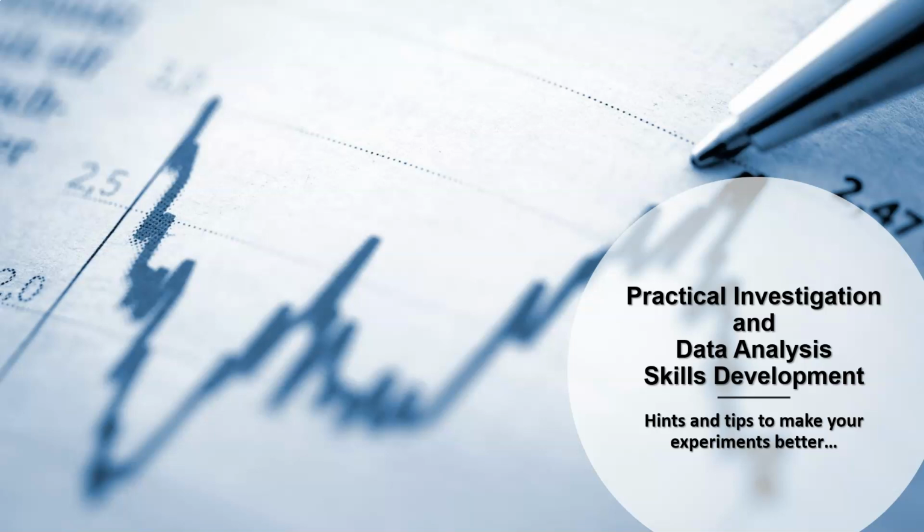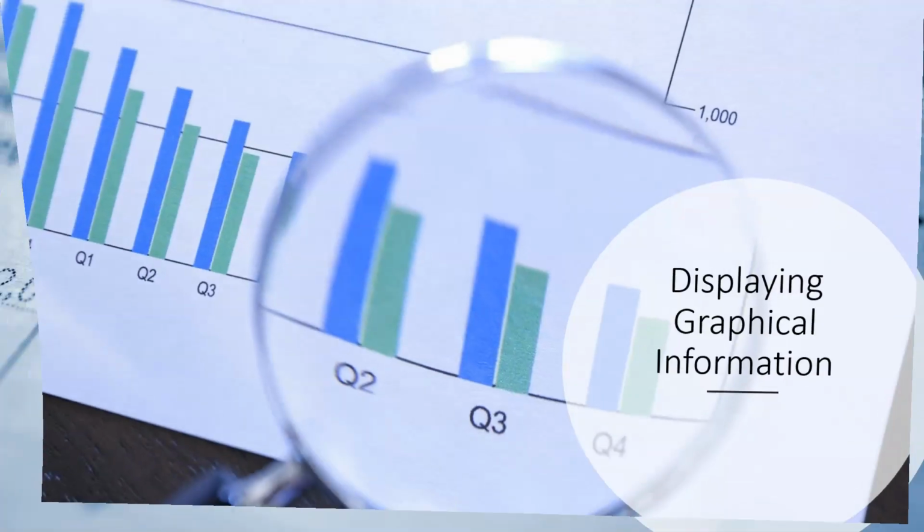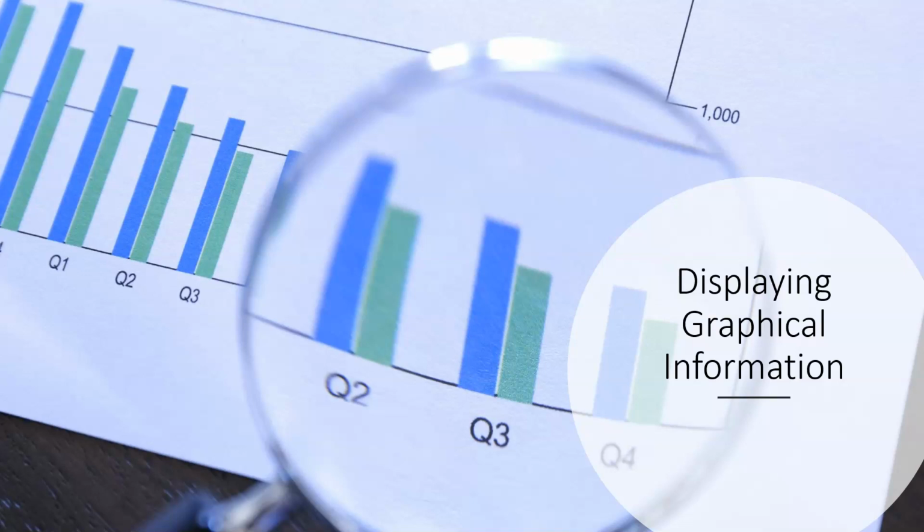Welcome to our second video on practical investigation and data analysis skills development for Year 10s. In this video, we are going to look at how you actually display your graphical information. In the last video, we looked at tables and those two types of data, quantitative and qualitative. Now we're going to look at how we decide which graph we're going to use. Very briefly, and we'll be applying this further in class.